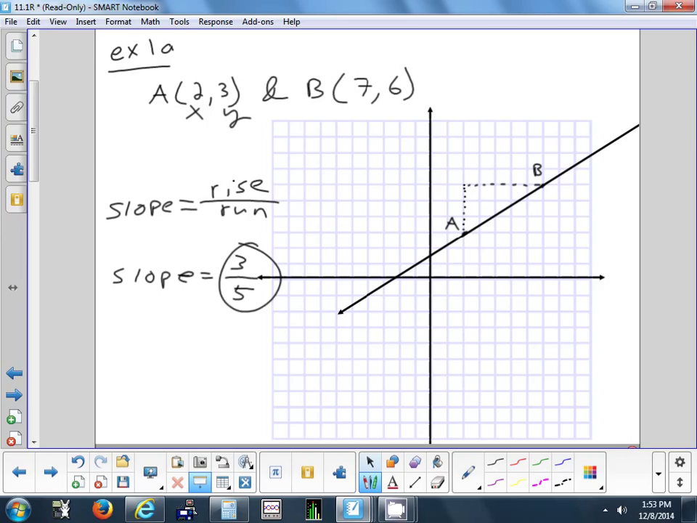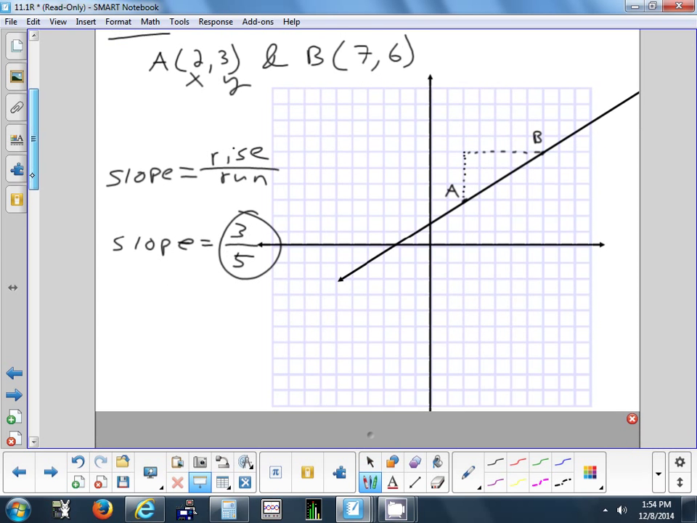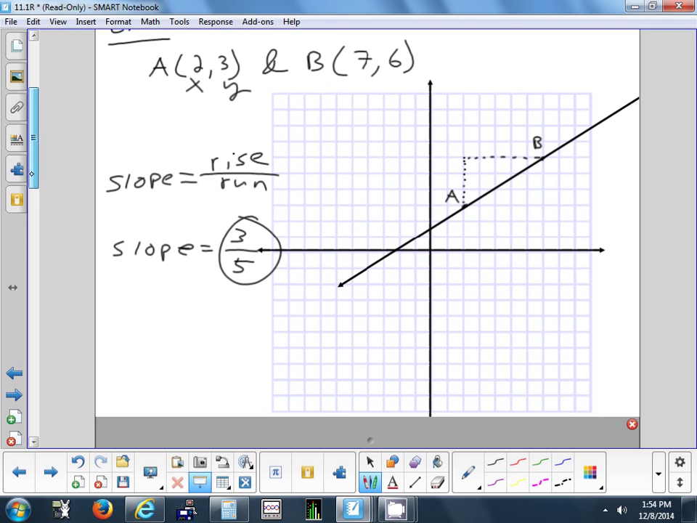And why did I put my slope as a positive? Why didn't I put it as a negative? It's slanting upward. Good. And plus I'm going up and right. Those are both positive directions, based on the notes we took earlier.